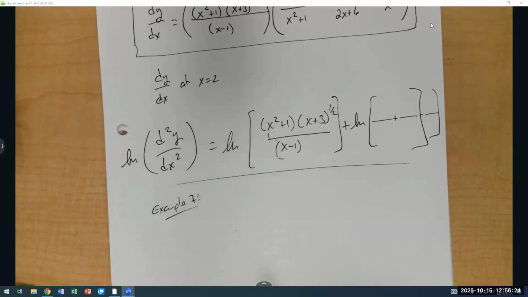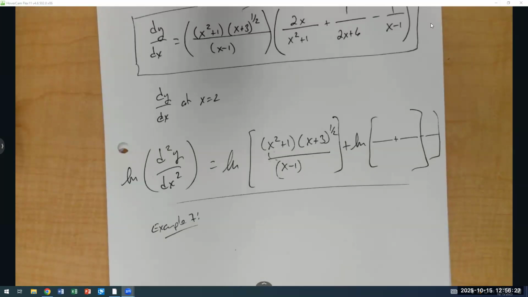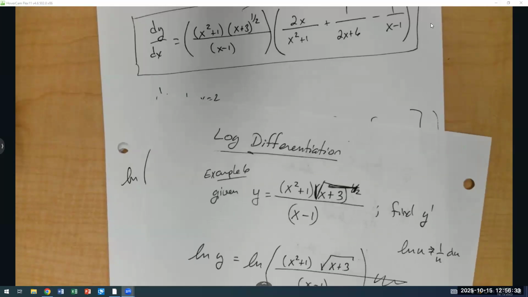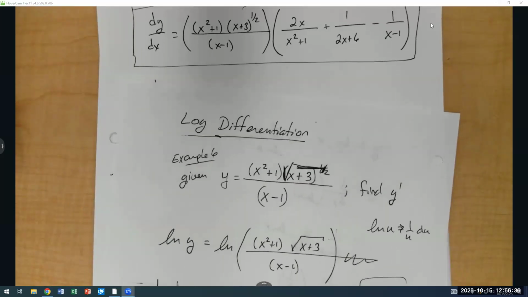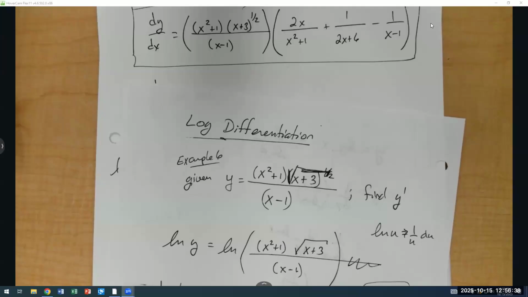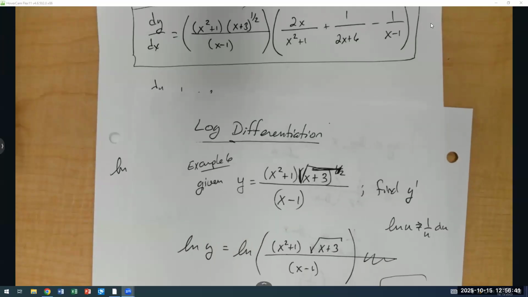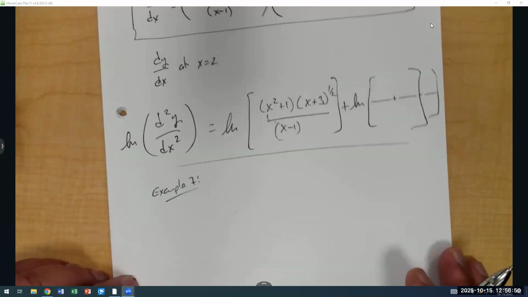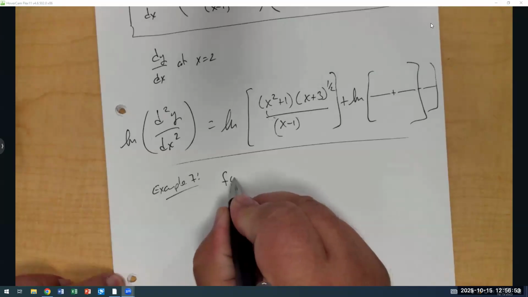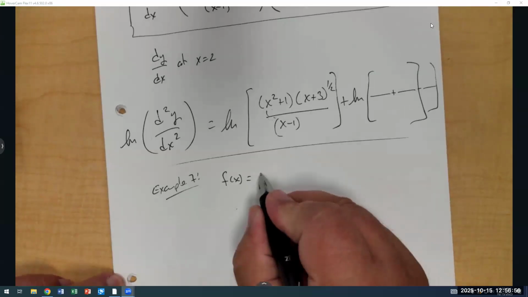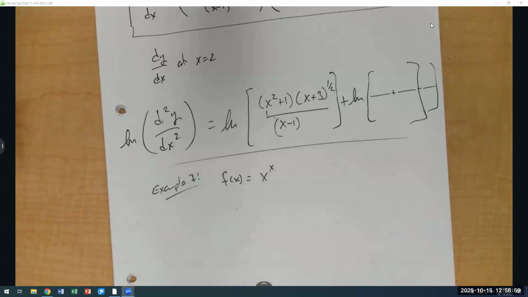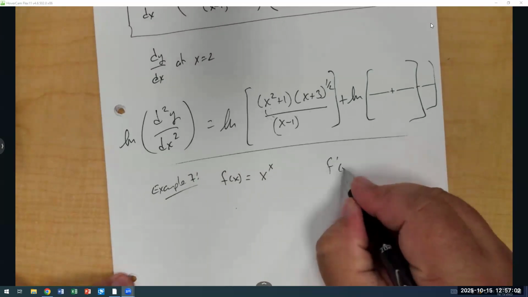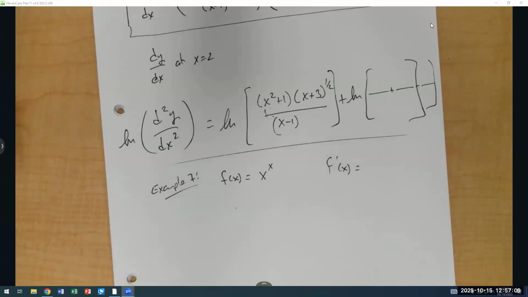Actually, if that was a test question, I could only ask one question. If I gave you this and asked you to find the second derivative of it, it would take you about an hour and a half to do that. Because it took us about 20 minutes just to do this first part. Oh, example 7. What would the first derivative of that one be?